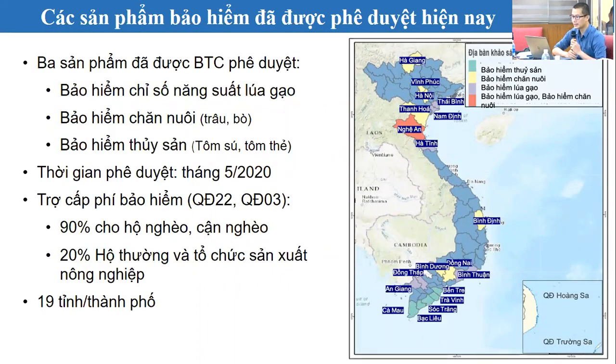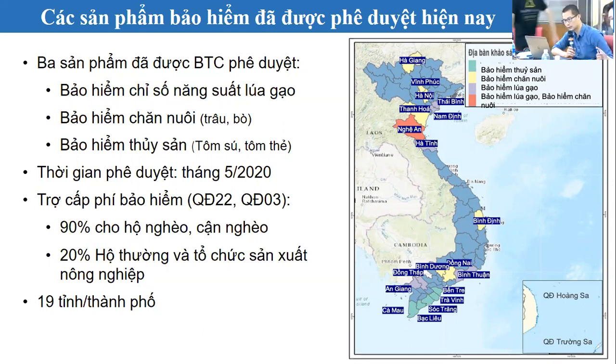Hiện nay về mặt tổng thể có 3 sản phẩm đã được Bộ Tài chính phê duyệt từ tháng 5 năm 2020. Ngoài 3 sản phẩm phê duyệt này thì thực tế có một số các sản phẩm thí điểm khác nữa. Ví dụ như là sản phẩm chăn nuôi bò sữa của Abic, công ty bảo hiểm của Ngân hàng Nông nghiệp, đang triển khai ở Lâm Đồng, hay là Ngân hàng bảo hiểm của quân đội cũng triển khai một số các sản phẩm như, nếu tôi nhớ không nhầm, một số sản phẩm lâm nghiệp như trên cây lâm nghiệp.